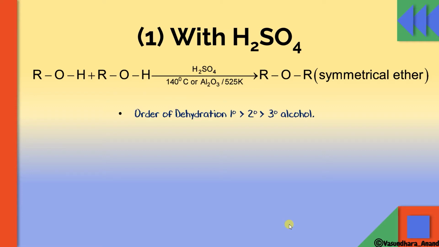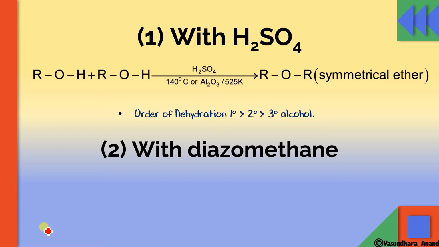Order of dehydration will be primary will give faster, while the secondary and then the tertiary will have the least reactivity. What's the reason? Because it is not forming carbocation. Tertiary alcohol cannot be faster, steric hindrance will be there, and hence the tertiary alcohol will have the least reactivity.